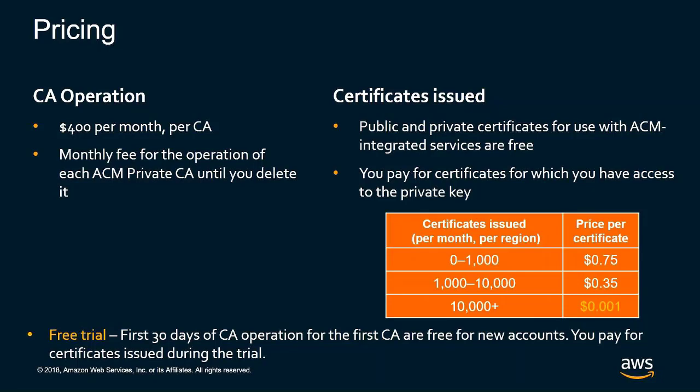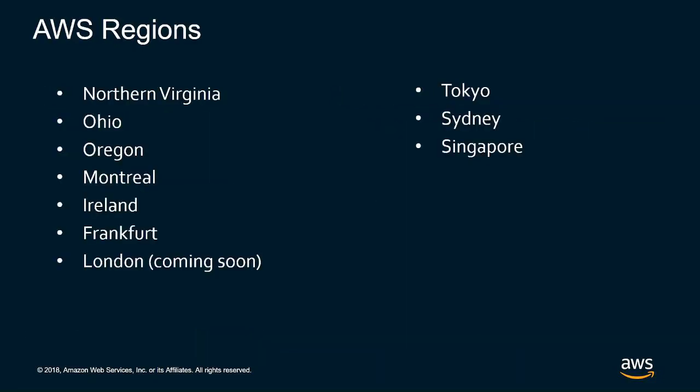We also have a free trial. The first 30 days of the CA operation are for the first CA that you create. Those first 30 days of CA operation are free for new accounts. You pay only for the certificates you issue during the trial. ACM Private CA is available in these regions, and London is coming soon.